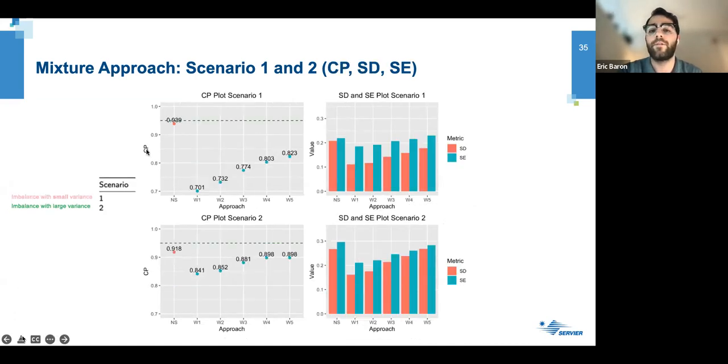Then once again, the first row is scenario one's coverage probability, standard deviation, and standard error, with pink being the non-stratified approach. Here pink is the standard deviation and blue is the standard error. Once again, in the mixture prior approach, and this is what we'll see with the power prior as well, there is an underestimation of the variance of our combined parameter of interest. Our coverage is not where we'd like it to be, and we'd like to fix this, or better estimate this variance, to have higher coverage closer to the nominal HPD level. And this is what we see consistently.